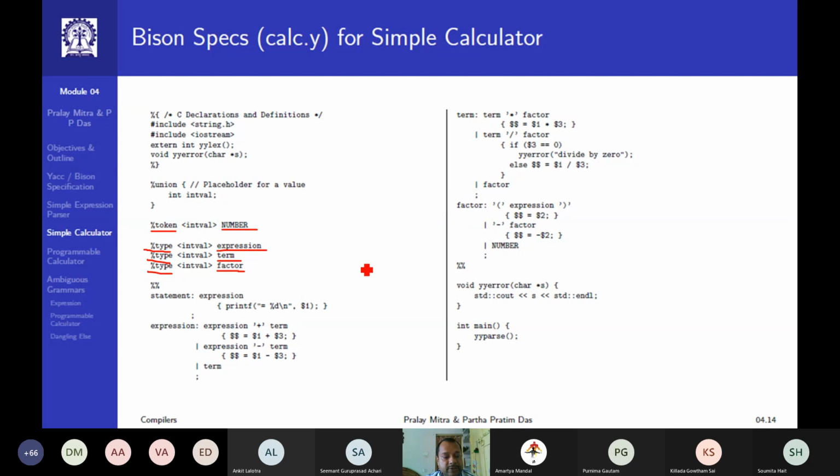Clear? So that is the addition. Expression, term, and factor was not there. Now I am adding that one as percent type because I will have some action. I am going to write that one. That's why I am adding that.